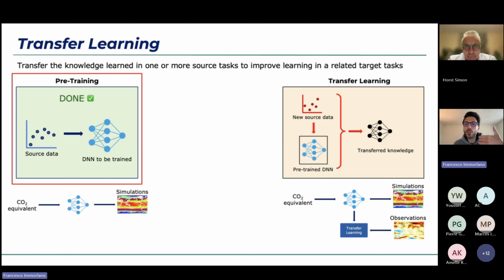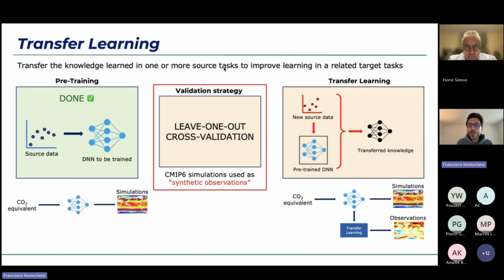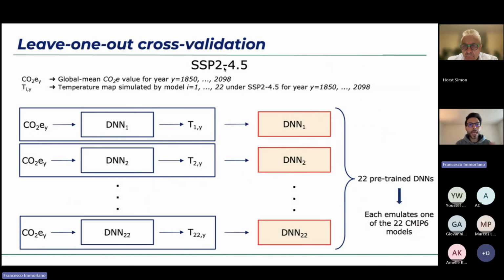And now, before going to the fine-tuning on the observations, as I mentioned, we wanted to give a proof of concept about the performance of our approach even in the future. We don't have a ground truth in the future when we use observations, because they are just historical. That's why we designed the validation strategy using the CMIP6 simulations as synthetic observations, in the way that I will describe in a moment. So let's focus again on SSP245 for simplicity, but the same procedure is repeated for the other scenarios.